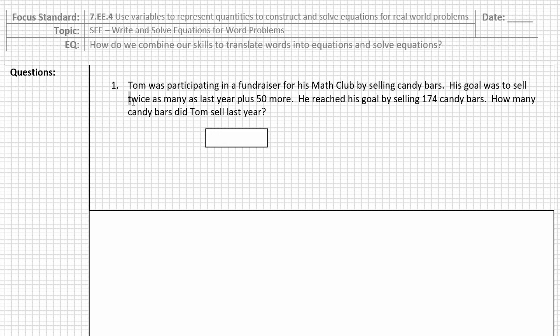Okay, let's see if we agree. So the first part I did was to focus on this twice as many as last year. And I used the variable y for last year. You could use any variable that you wanted. And twice as many of that. Well, I remembered from our work on translating that twice meant to multiply by 2. So I used the term 2y. And then it says plus 50 more. So I added onto my equation to write plus 50.